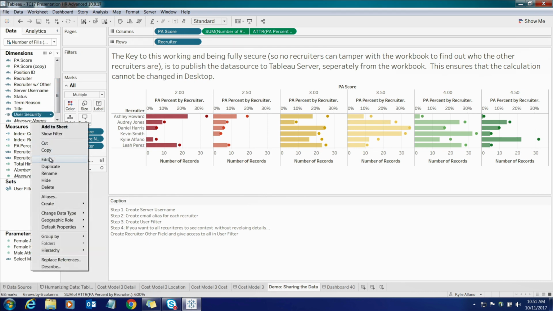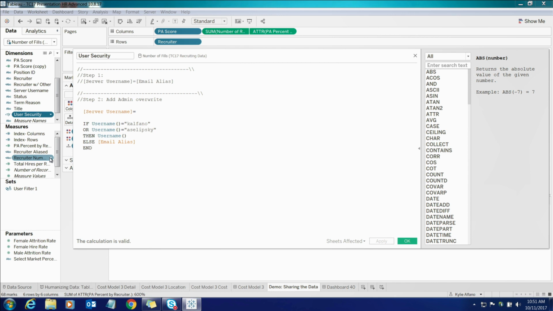So if we drill into that, you will see here, option 1 would be for that server username, which is kind of what I'm signed in below, to equal that email alias. But that's only going to show, for Ashley, Ashley's hires, or for Kylie, Kylie's hires, or if you're someone like Bob signing in, it's going to show blank. But a lot of times we want to actually have an admin override or a manager override so that they can see the full data set.